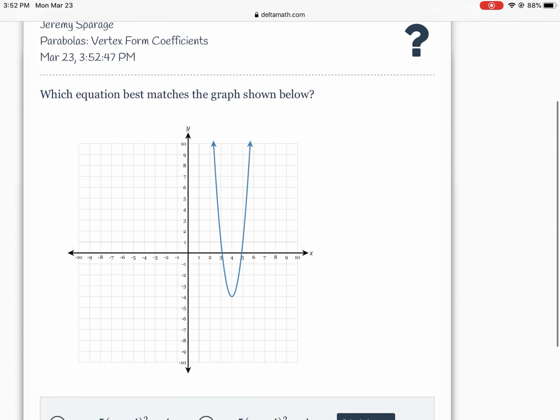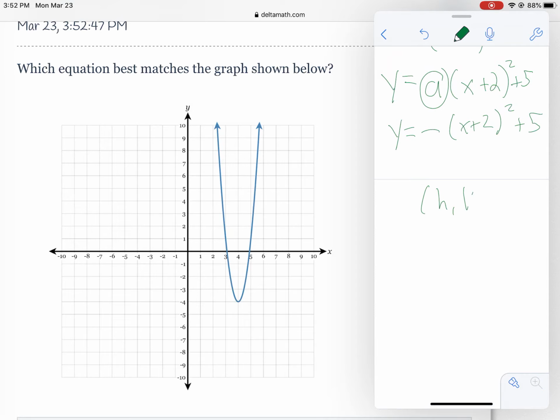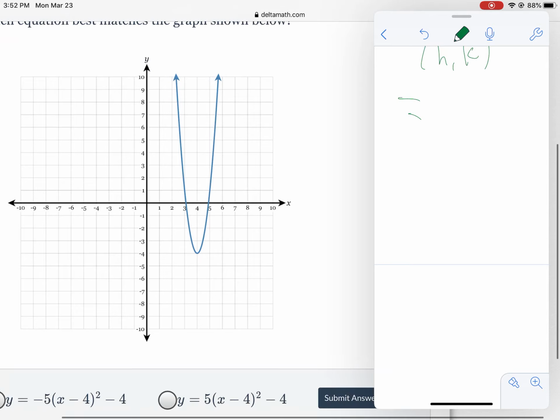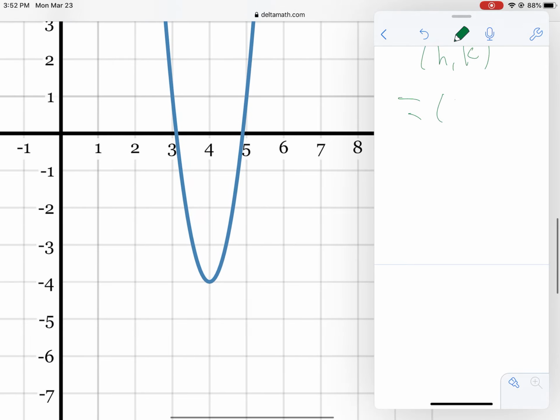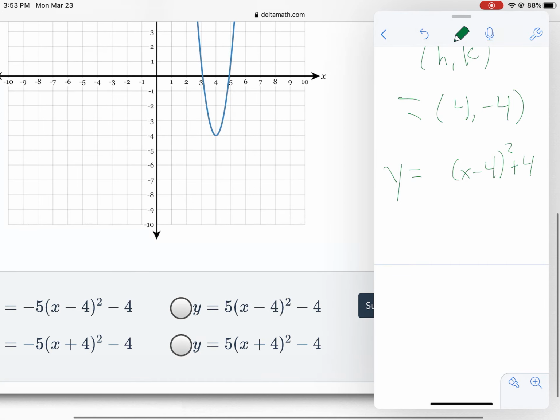We have an upwards parabola. Our vertex h comma k looks like it's going to be 4 comma negative 4. So I'm going to have x minus 4 squared plus 4. I don't have a negative sign in front because it's an upwards parabola, and I can have any number in front. They have a 5, so we'll have a 5 there.